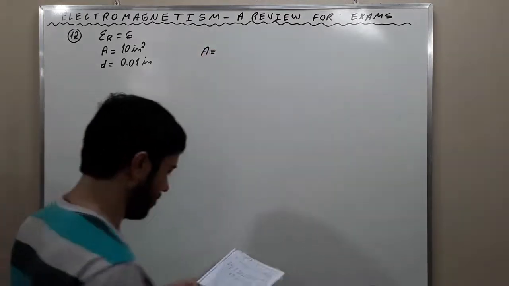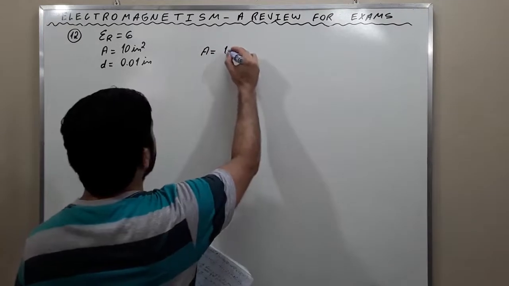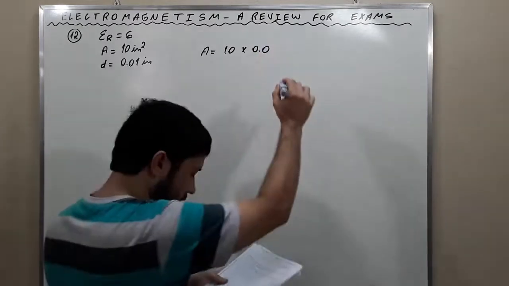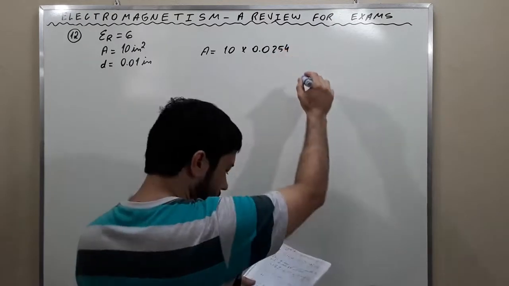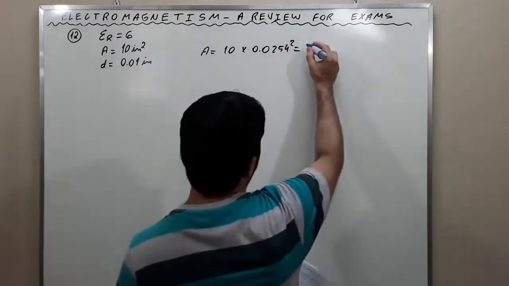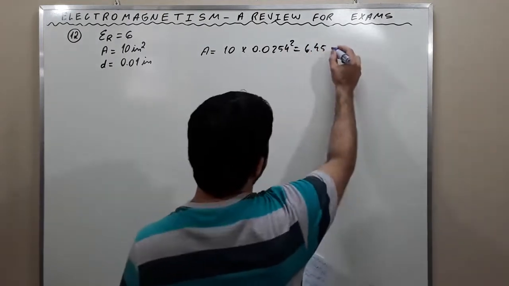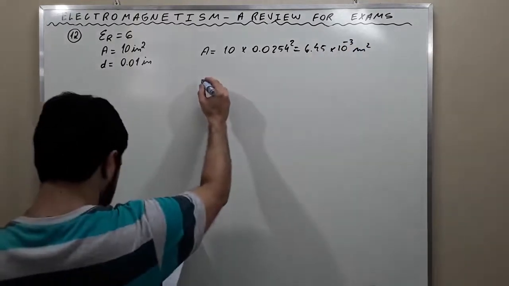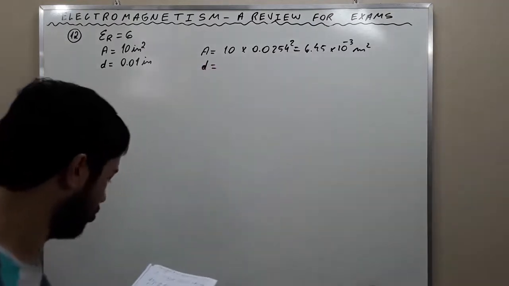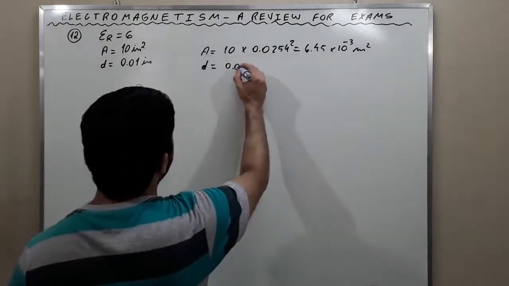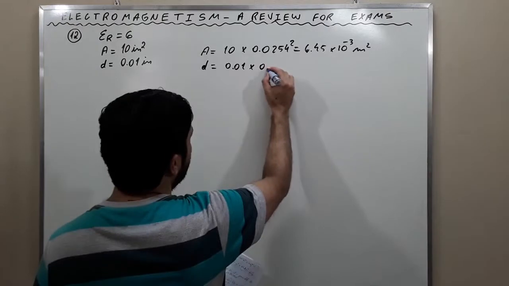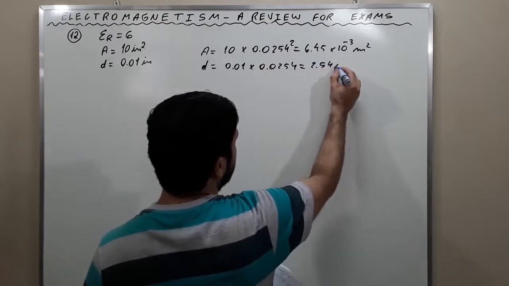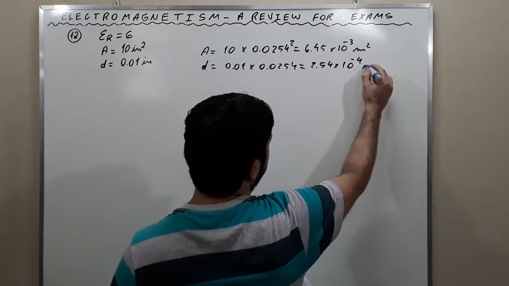The surface area, in meters, will be 10 square inches times 0.0254 squared, which will be equal to 6.45 times 10 to the negative 3 meters squared, and the separation from inches to meters will be 0.01 times 0.0254, which is equal to 2.54 times 10 to the negative 4 meters.